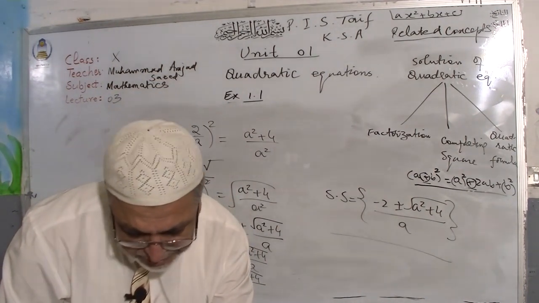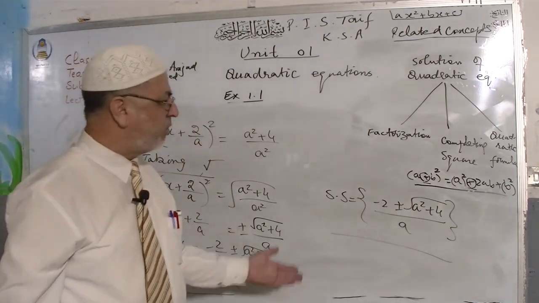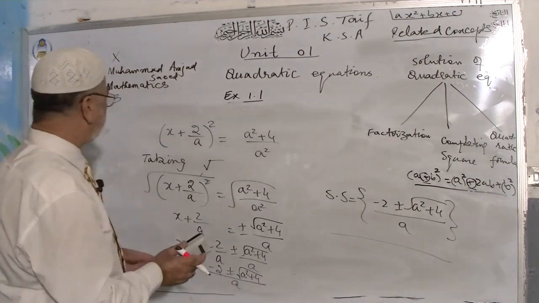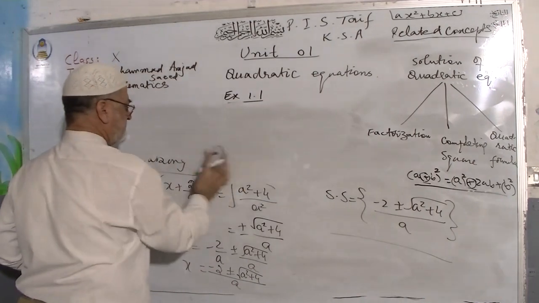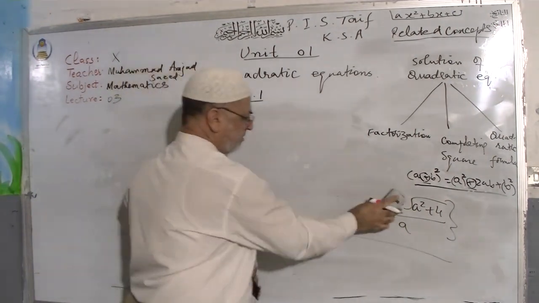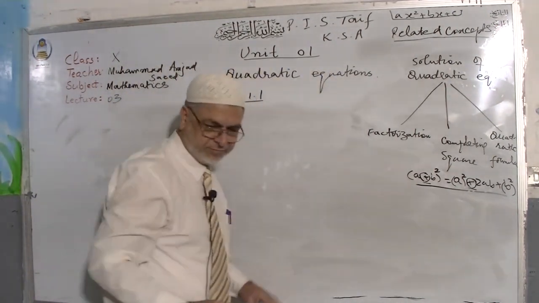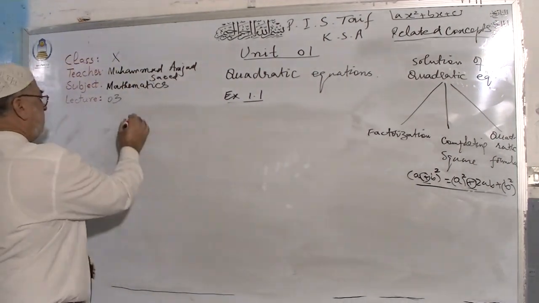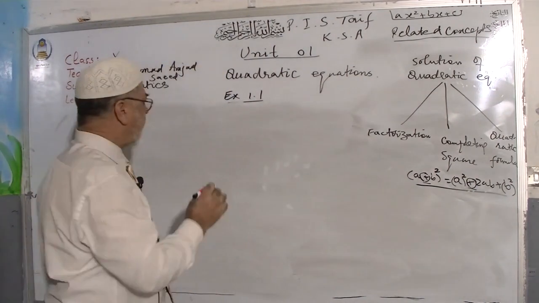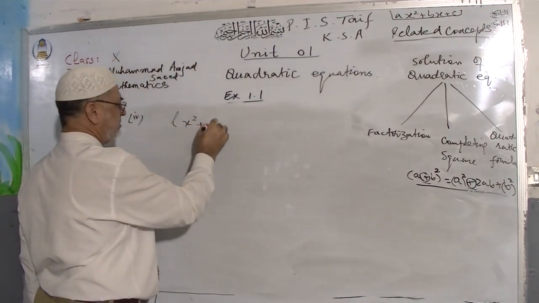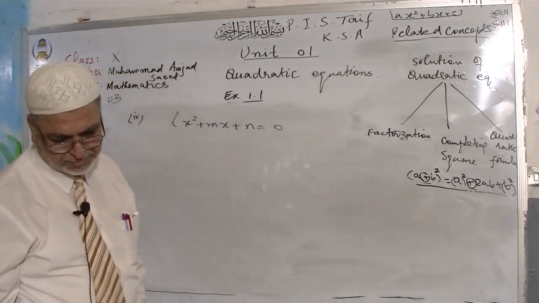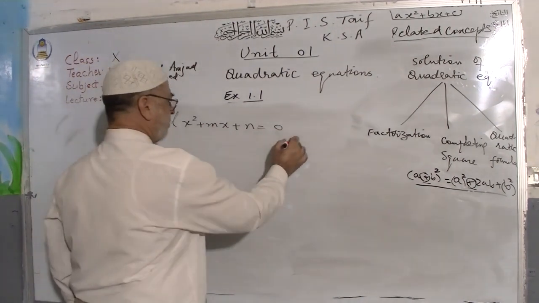After that we have part number 3. I think you can do part number 3 by yourself, and I am solving part number 4. Part number 4, solve by completing square. Lx square plus mx plus n is equal to 0, L not equal to 0.